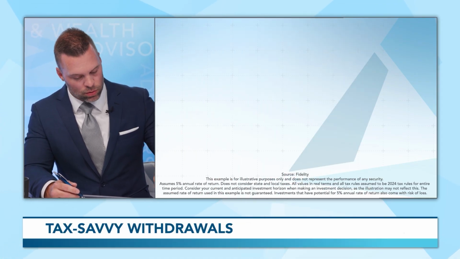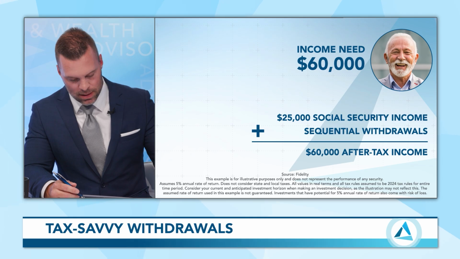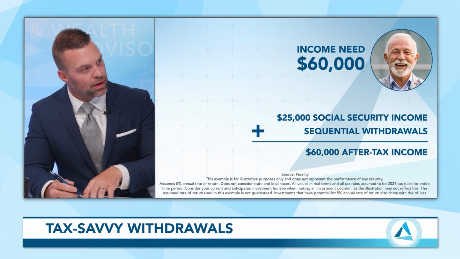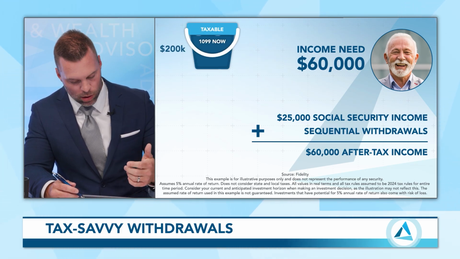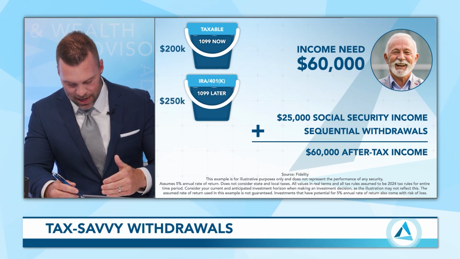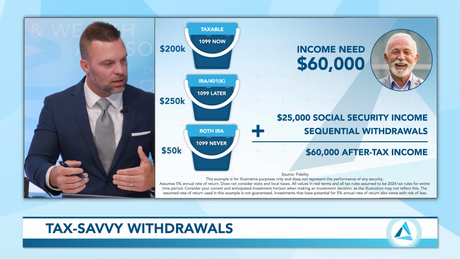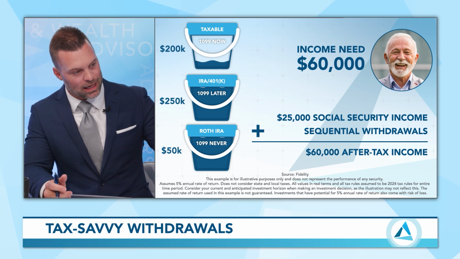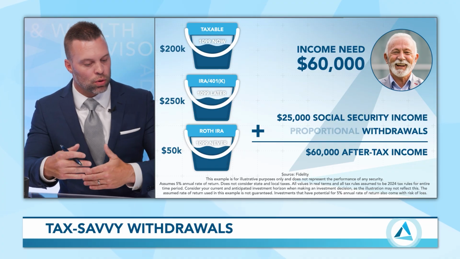So real quick example here, individual 62 years old, filing single, needs $60,000 after tax income, has $25,000 of Social Security benefit. Assets are growing at a 5% rate of return. He has $200,000 in the taxable bucket, the non-qualified, $250,000 in a pre-tax account, $50,000 after tax. So as he's looking at using those, do you withdraw sequentially? So take all of your taxable and then your tax deferred and then your tax free. Take them in order, or do you do proportionally across the way?